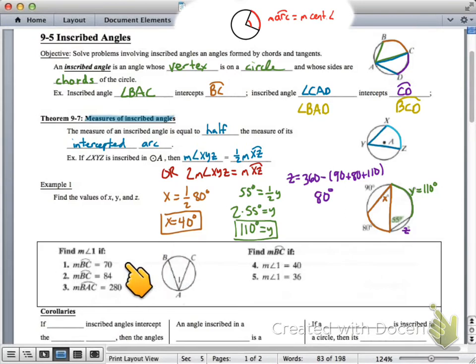Give these three a shot. It's all about either taking 1/2 of the arc to find an angle, or doubling the angle to find the arc. Give those a try. I'll show the answers in a second. All right, here are these answers. Hopefully you did well.